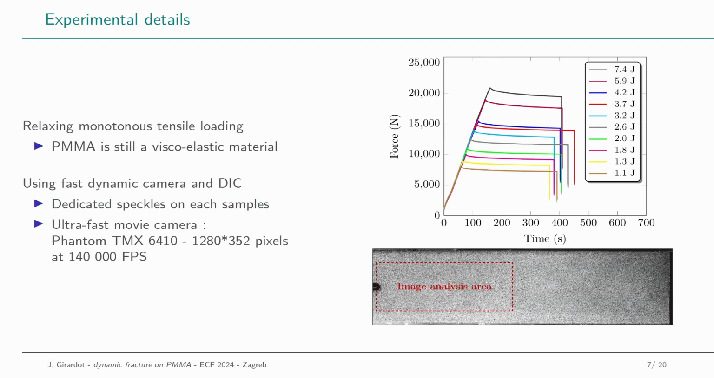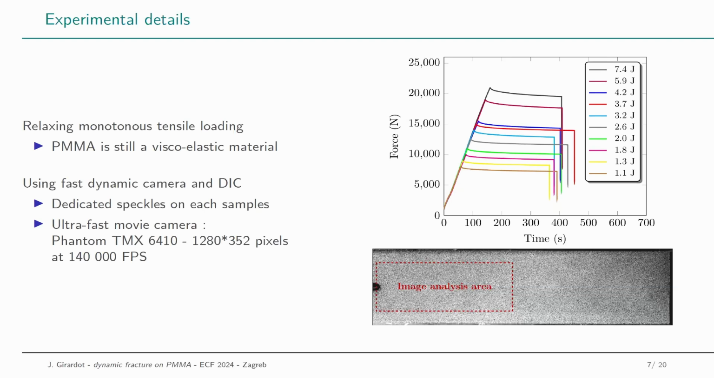And before triggering the crack propagation, we perform a monotonous tensile loading and a relaxation, because PMMA, as I said, is a polymer material and is still a viscoelastic material. As you can see here, when we load our structure, if you wait for a relaxation effect, you can see that you have a small decrease of force. And then as we get the stabilized state of the material, we trigger and launch the crack propagation.